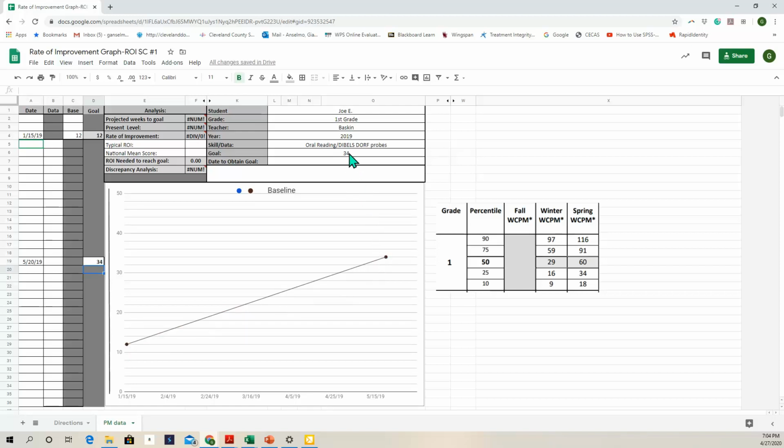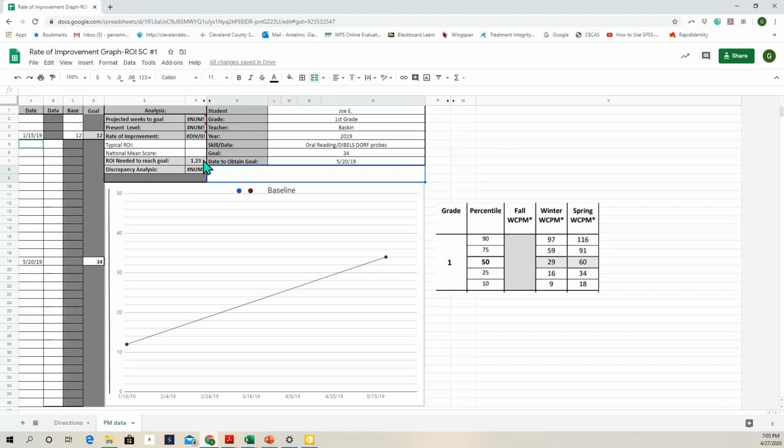Okay. And we have our goal here, and what we want to do is duplicate that date here, and that's going to allow us to figure out what the rate of improvement is that is needed to obtain that goal. So a lot of the things that I was showing you in the other part of the presentation kind of automatically get done here. So that date is 5/20/2019, not 2018. So we go ahead and put it in there, and then this column gets populated. And that means that the rate of improvement needed to reach the goal is 1.23 words correct per week.